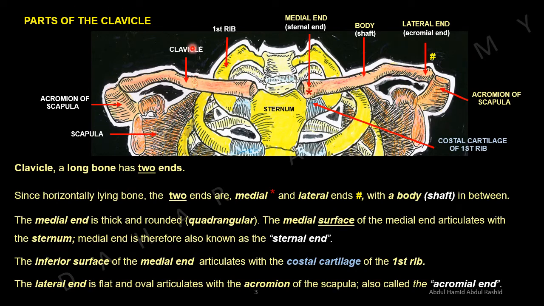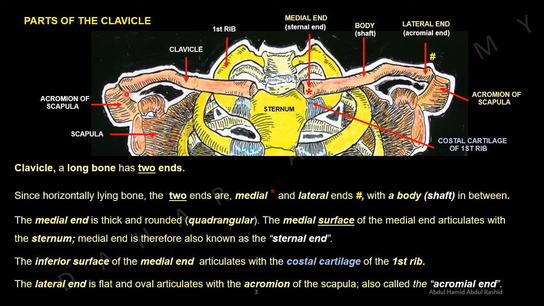The medial end is thick and rounded. The medial surface of the medial end articulates with the sternum, so the medial end of the clavicle is also known as sternal end. This is inferior surface of the medial end. The inferior surface of the medial end articulates with the costal cartilage of the first rib below.